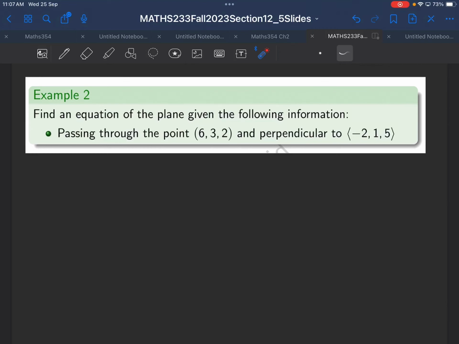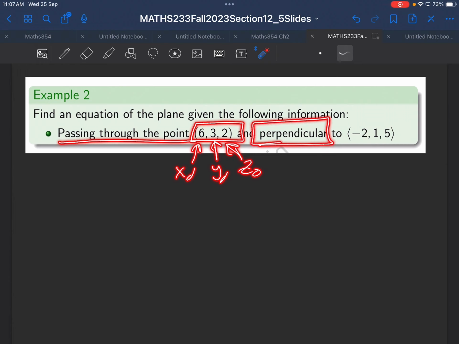So here in example number 2, we need to find the equation of a line passing through this point. So I have x naught, y naught, and z naught. And it is perpendicular. Perpendicular means it's orthogonal. It means this vector is a normal vector. So this will be A, B, and C.